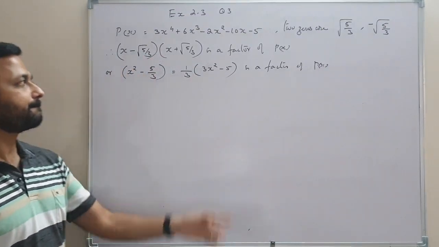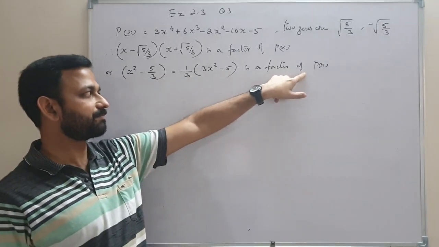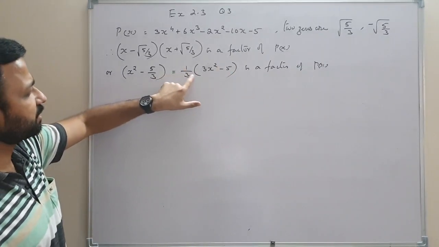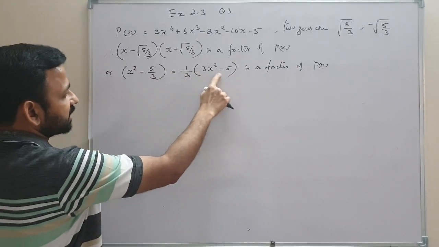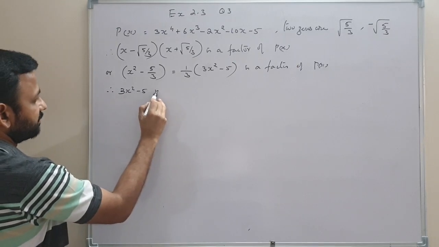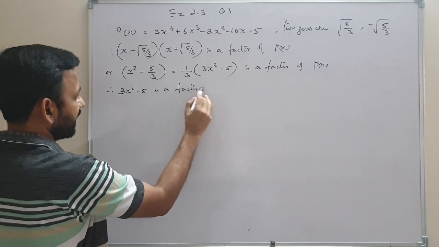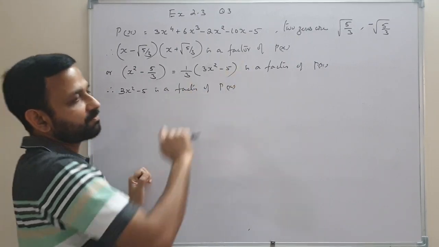So here 1 by 3 into 3x square minus 5 is a factor of Px. If 1 by 3 into 3x square minus 5 is a factor of Px, then we can say that 3x square minus 5 is a factor of Px, because their product is a factor of Px.